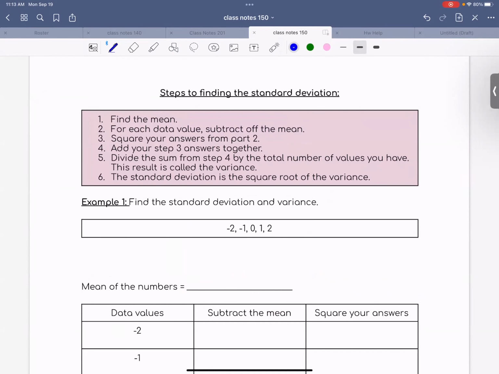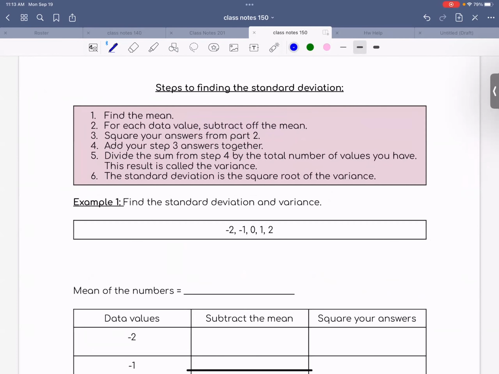If you want to know the formula, just ask me after class. But here are my steps to find the standard deviation. I think if you have the steps and the organization, it's really easy. The first thing you're going to do is find the mean. You're going to take each data value and subtract off the mean, so you subtract the mean from all the data values.